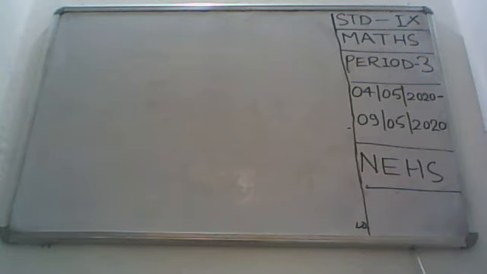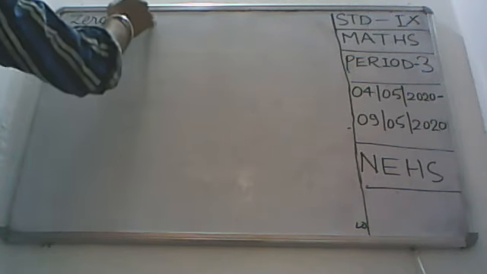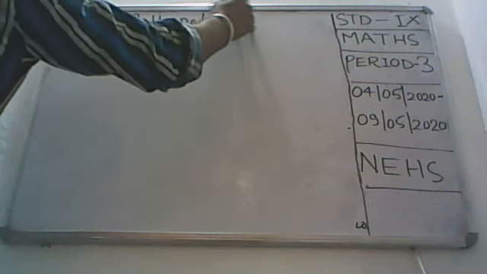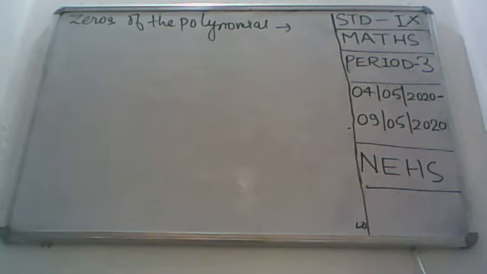So now the next topic we have to discuss here is zeros of the polynomial. That's a very important topic. Zeros of the polynomial means the value of x at which the polynomial becomes zero is called the zero of the polynomial. But definitions we have to write, so write the definition first.